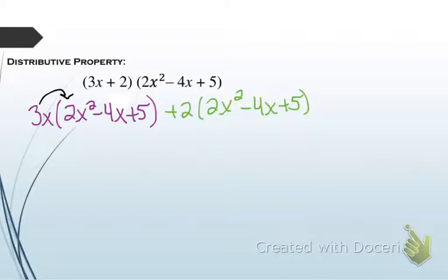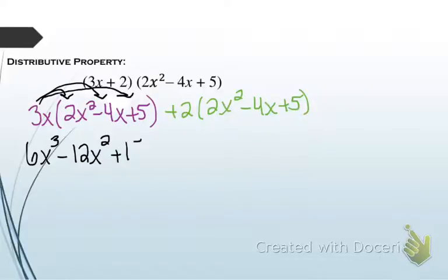3x times 2x squared. 3 times 2 is 6. X squared times x, x to the power of 3. 3x times negative 4x. 3 times negative 4 is negative 12. X times x, x squared. The next one. 3x times 5, that is a positive 15. Moving on to the next.